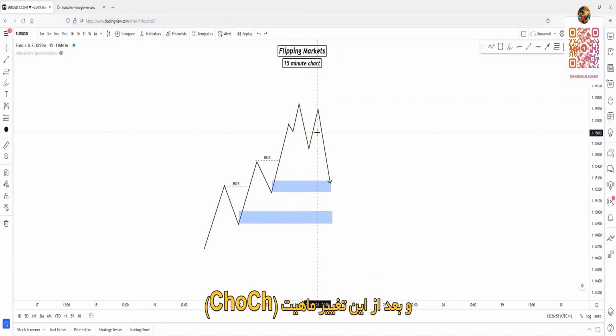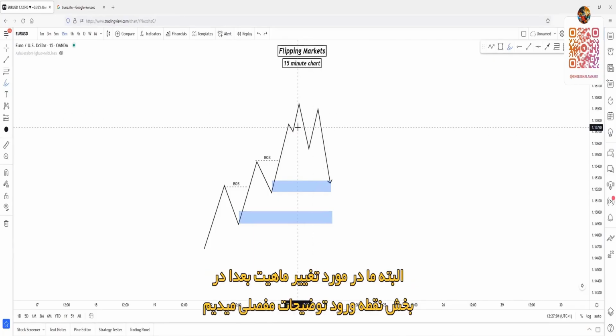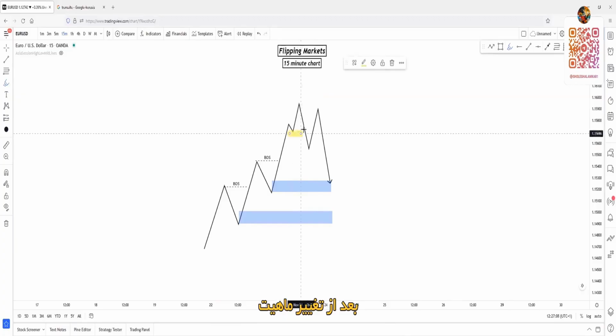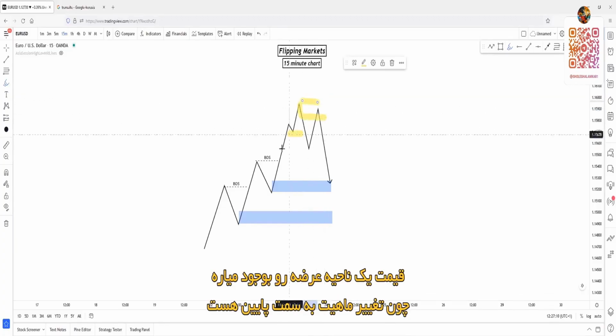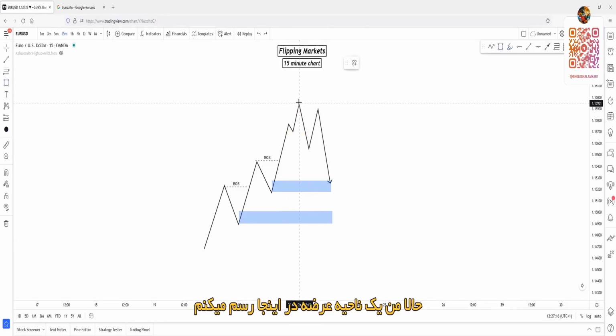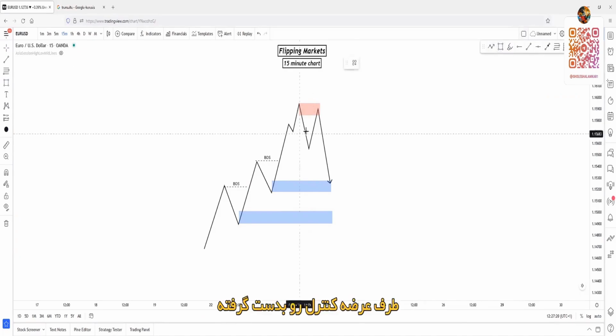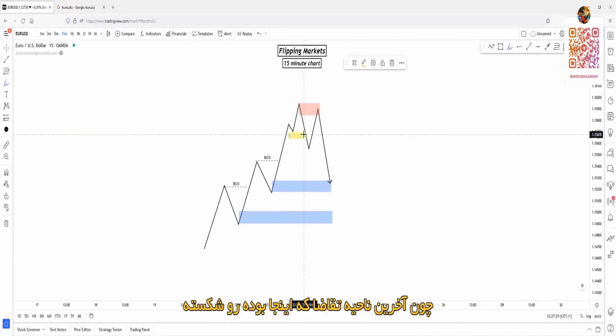After a change of character, price will automatically create a zone, either a supply or demand zone. But we'll talk about change of character in the entry units. So after a change of character to the downside, price created a supply zone. This means supply is in control now. I will just draw a supply zone right here. And supply took over control because it broke the last demand zone, which was here.